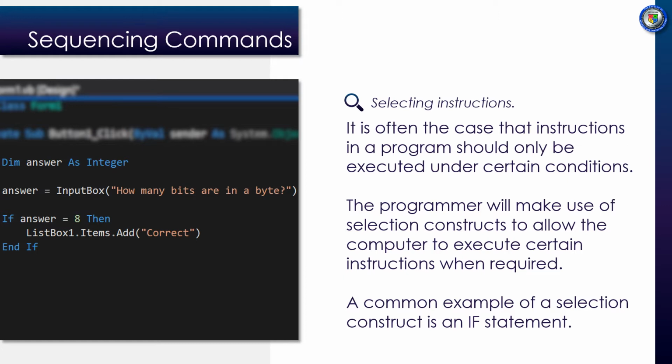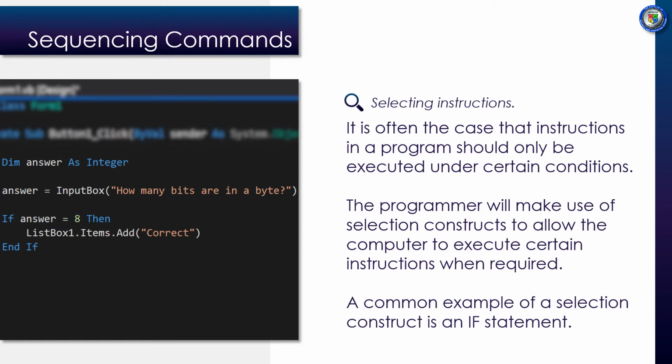We can see an if statement in the example code we have here. In our example, the user is asked how many bits are in a byte. Their response is assigned to the variable answer. We then enter the selection statement, or the if statement. We check to see if the value in answer is equal to 8. In this case, the piece of code answer equals 8 is referred to as the condition.